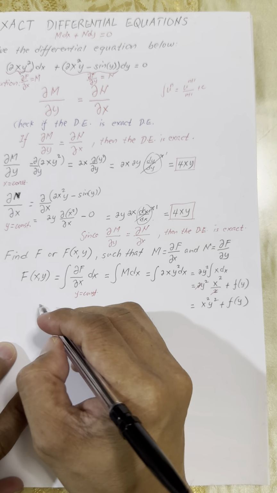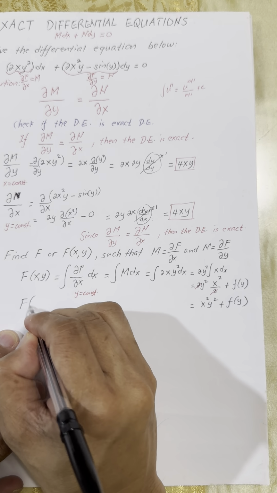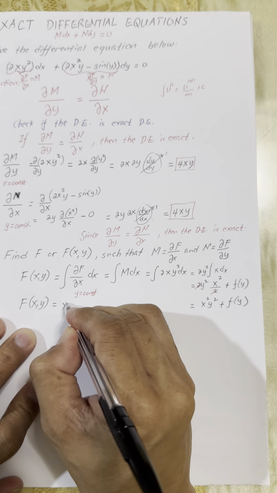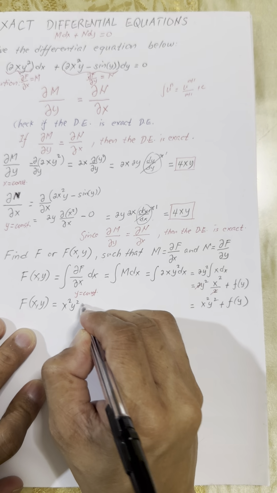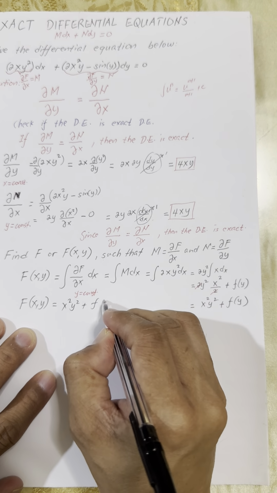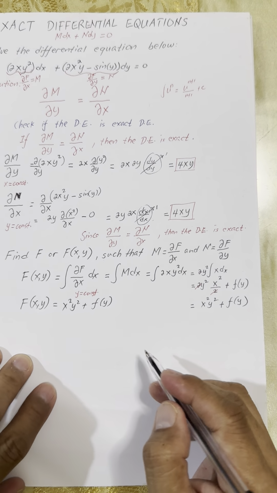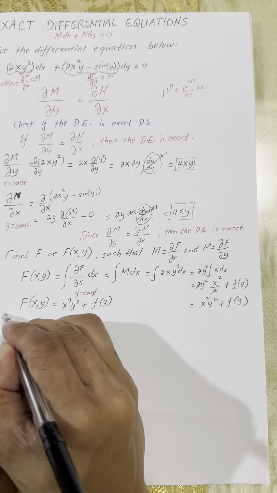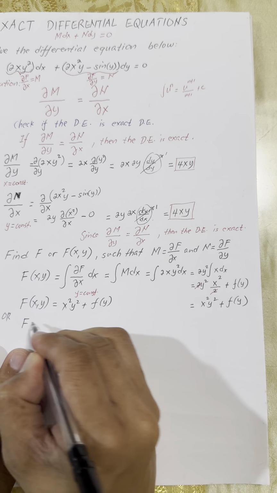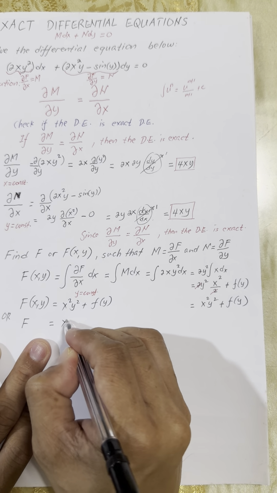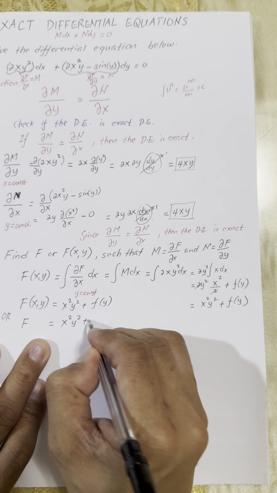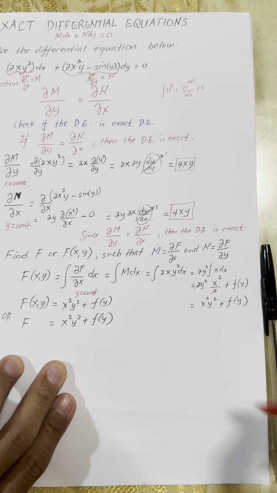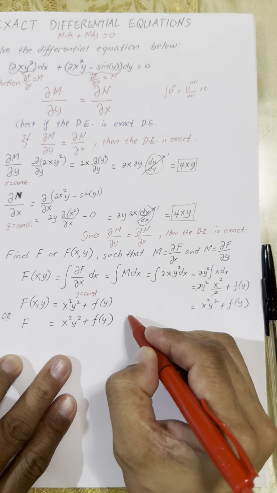So this is our function of the two variables x and y, which is equal to x squared y squared plus our constant, which is a function of y. Or we can also write this as f equals x squared y squared plus f of y.